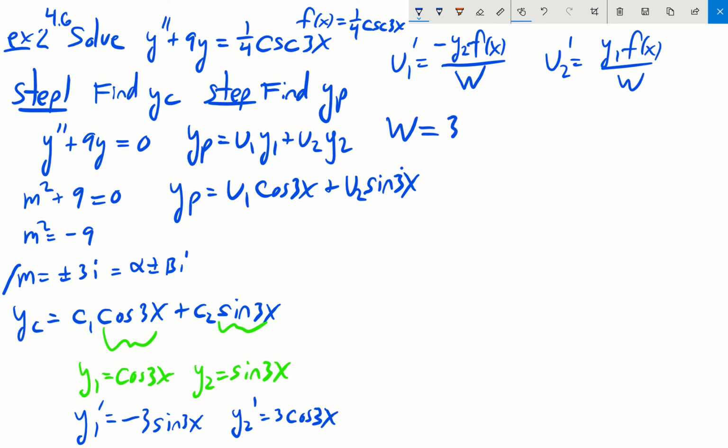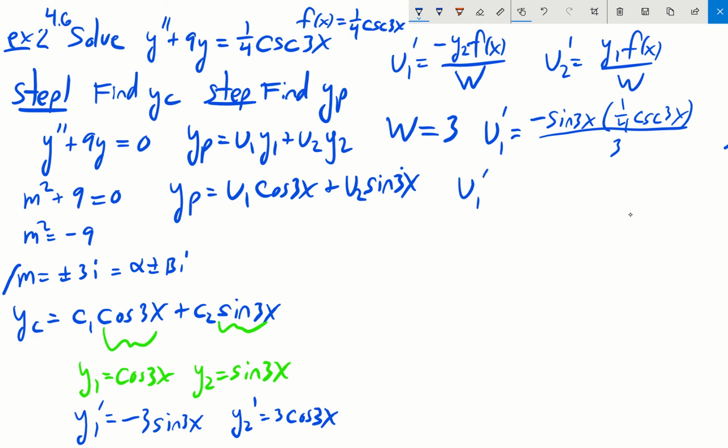So the Wronskian is equal to 3. And now we should be able to find u1 and u2. So u1 prime is equal to negative y2, which is going to be negative sine 3x, times f of x, which is 1/4 cosecant 3x, all divided by the Wronskian, which is 3.